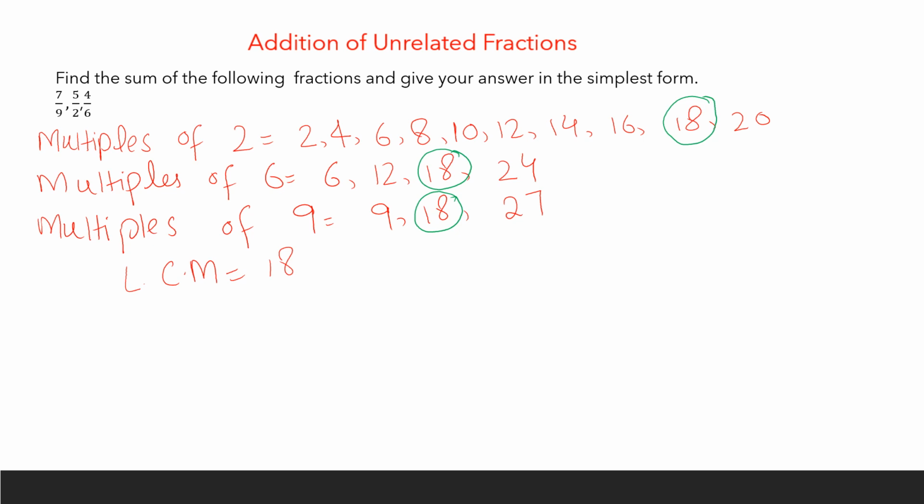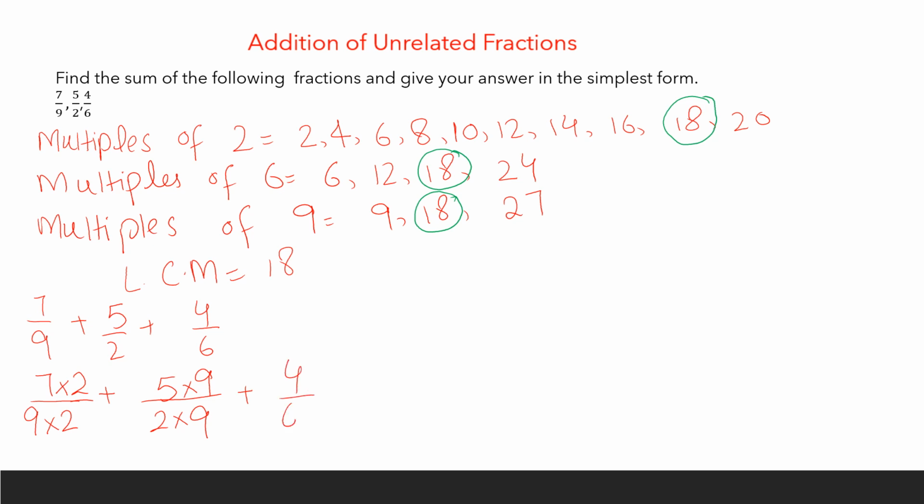So I want to make all the denominators equal to 18. Our fractions are 7 by 9, 5 by 2, and 4 by 6. First, I want to make the denominator of 7 by 9 equal to 18. When I multiply 9 with 2, I get 18, so I need to multiply the top as well. Then 5 by 2: I want to make it 18, so I will multiply with 9, since 9 times 2 is 18. Since I am multiplying the bottom part with 9, I need to multiply the top as well.